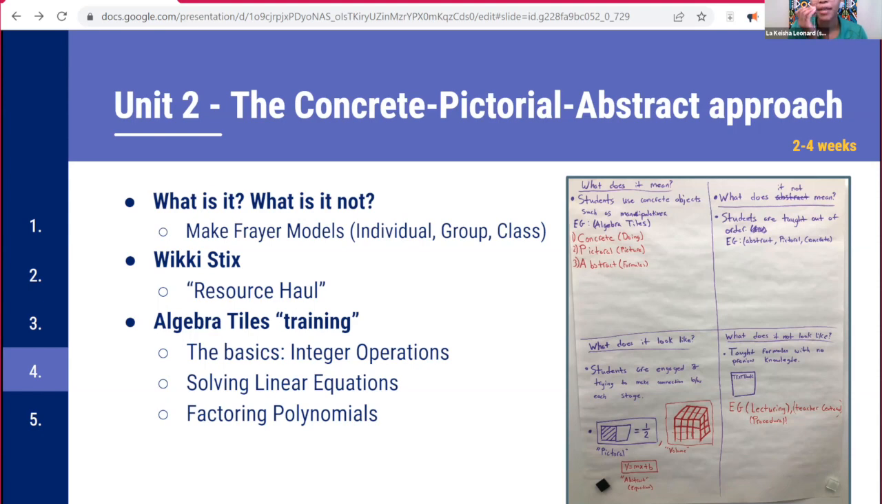Okay. And then, of course, we do an algebra tiles training. So I take them through these 3 areas: the basics, solving linear equations, and then factoring polynomials, which also includes multiplying polynomials. And when we get to this part of the semester, this is what they remember the most. But more of them use their algebra tiles in future lessons. So it's a good one to have.